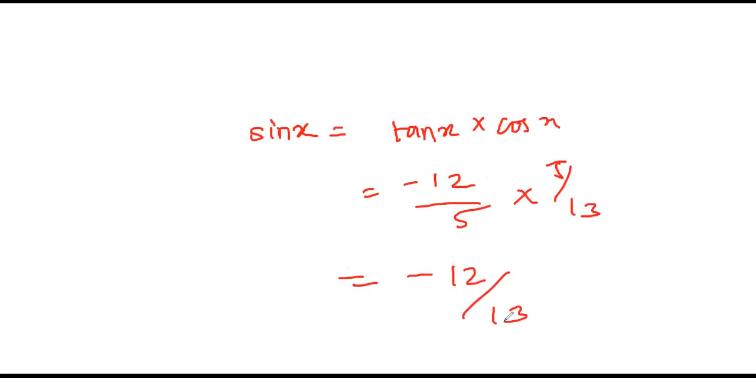Okay. So what about cosecant x? Cosec x would be negative 13 by 12, exactly. Good, good. Very good, Srishti. Good, very good.